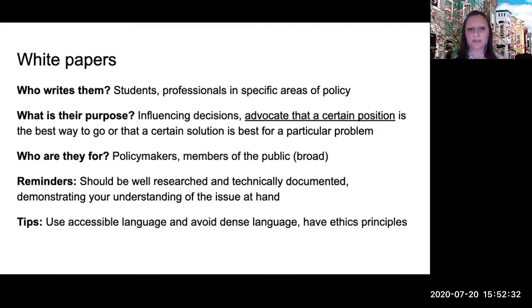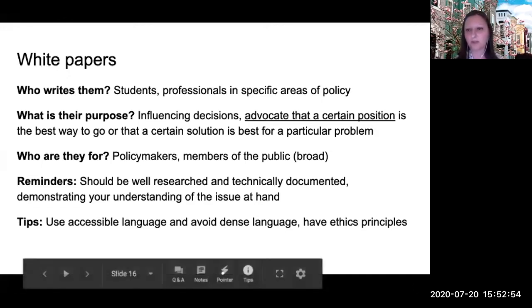And I put this here that you need to have ethics principles. So in a lot of ways, it's similar to an academic paper where you have to write an ethics statement, things like that. And so I think this is another good way to get started in policy, because you're already used to writing academic papers, but you're writing an argument in a policy sense. So I think it's another really good exercise to do.